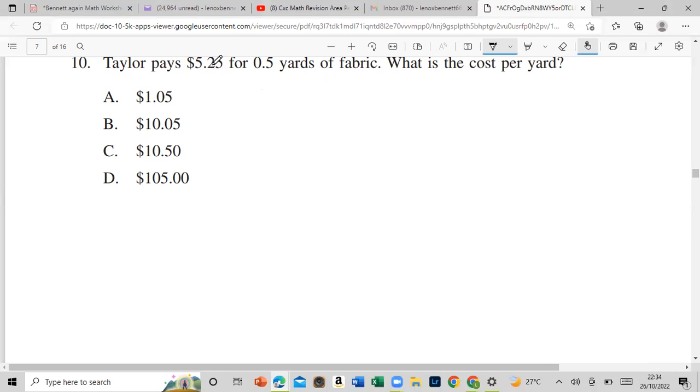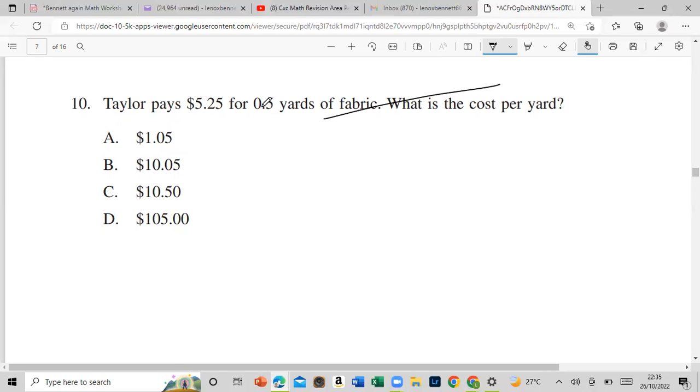So basically, it's 0.5 yards. So basically, it's half. Alright, so we're going to double both of them. So if we double 0.5, 5 and 5, that's 1, so that's basically 1. Now we're going to do the same for this because this is half. So just double it, basically.